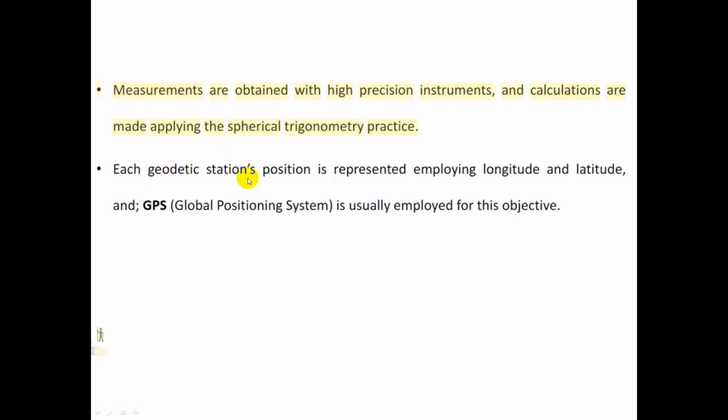So each geodetic station's position is represented employing longitude and latitude, and GPS is actually employed for this objective. So ang positioning sa imong mga points nga gisukod is longitude and latitude ang iyang coordinates. And para ma-achieve ni siya nga data, GPS ang atong gamiton, Global Positioning System. Okay?